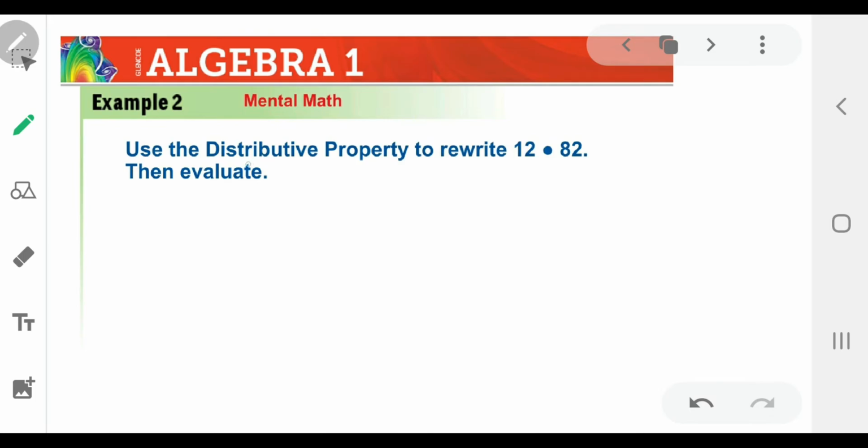The question here in example 2 requires using the distributive property, so you have to use the distributive property, not any multiplication, to multiply 12 times 82. Of course, you may tend to do 12 times 82 as a long, vertical multiplication we all know how to do. But since it's required to use distributive, let's see how it can make the operation much easier.